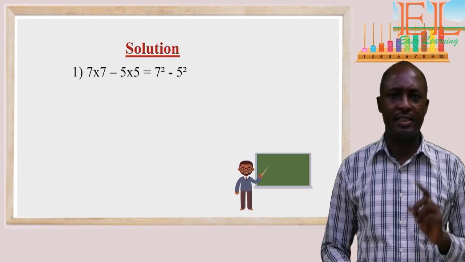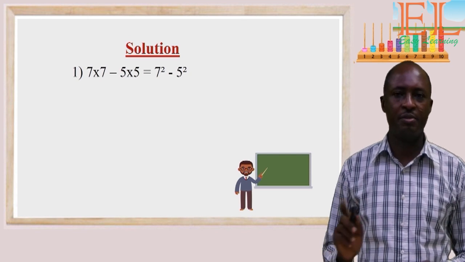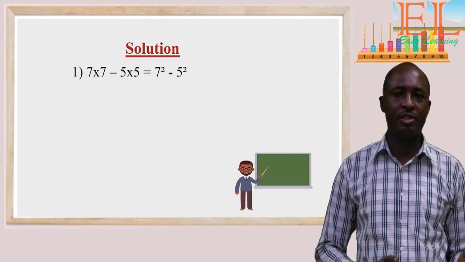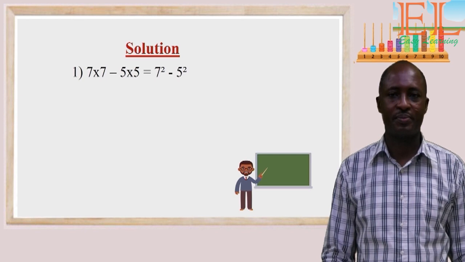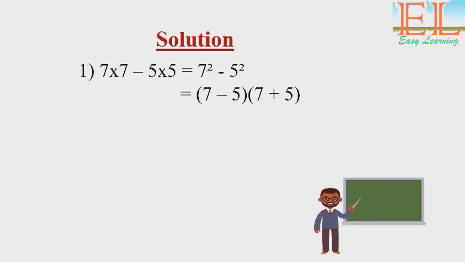I can write 49 as 7 times 7 and 25 as 5 times 5. That gives me 7 squared minus 5 squared. And to do that, I first take 7 minus 5 times 7 plus 5. And when I do, I will get 2 times 12. That is 24. This is stress-free, isn't it? And I know that was what you also got.